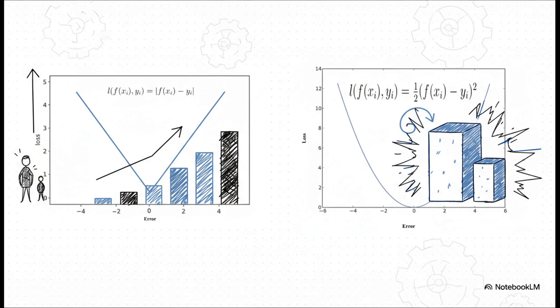See that V shape? The penalty just grows in a straight line. If your error gets twice as big, the penalty gets twice as big. Pretty simple. But now look at the one on the right. That's L2 loss, or mean squared error. And that U shape is the whole story.